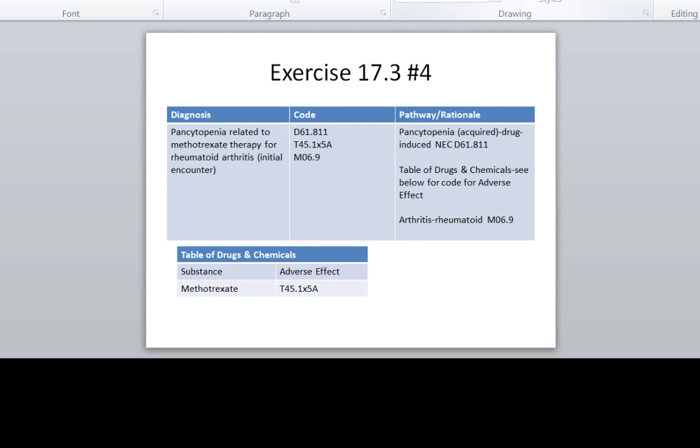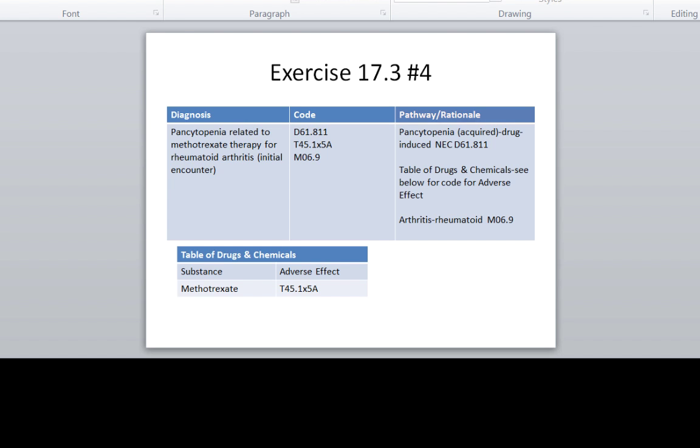So let's look at another exercise. This would be exercise 17.3, number 4: pancytopenia related to methotrexate therapy for rheumatoid arthritis, initial encounter. Just as a clarification, or maybe something you don't know, if a patient is taking a medication as prescribed, that's an adverse effect. If a patient were taking more of something than they should be, than was prescribed, that is a poisoning. And if the patient is not taking as much as was prescribed, that's an underdosing. So those are three different columns under the T codes that we need to be mindful of.